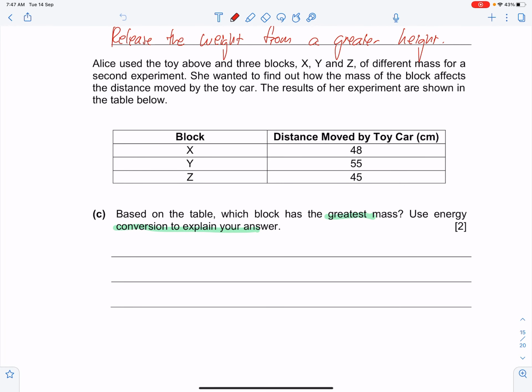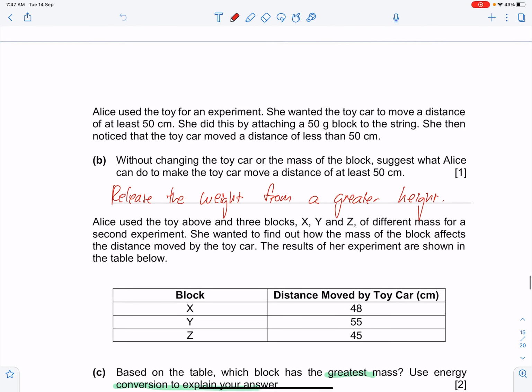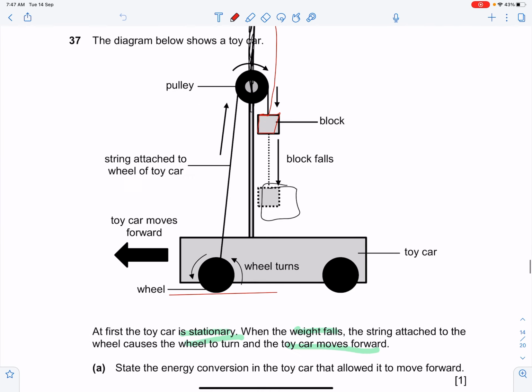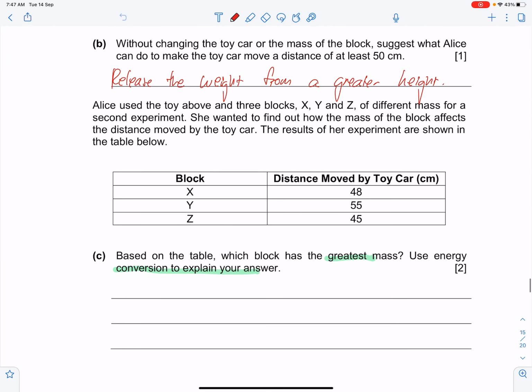Okay, moving on to part C of question 37. In question part C, they asked you, based on the table, which block has the greatest mass? Use energy conversion to explain your answer.